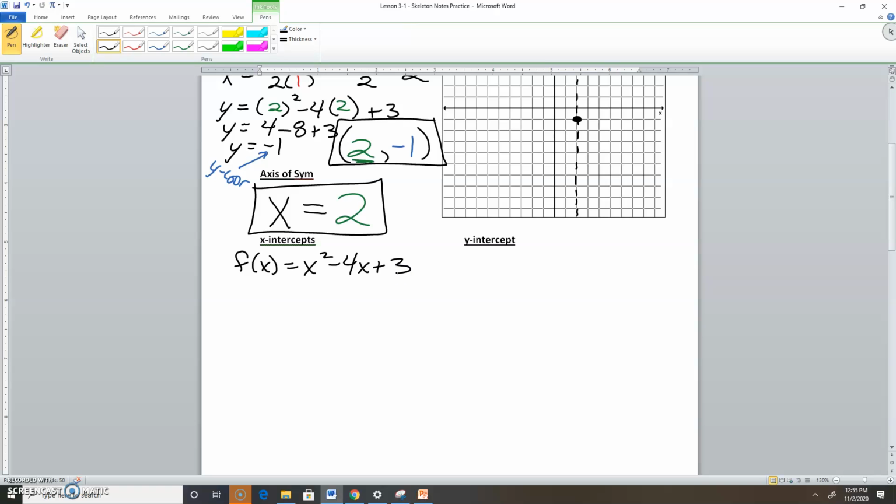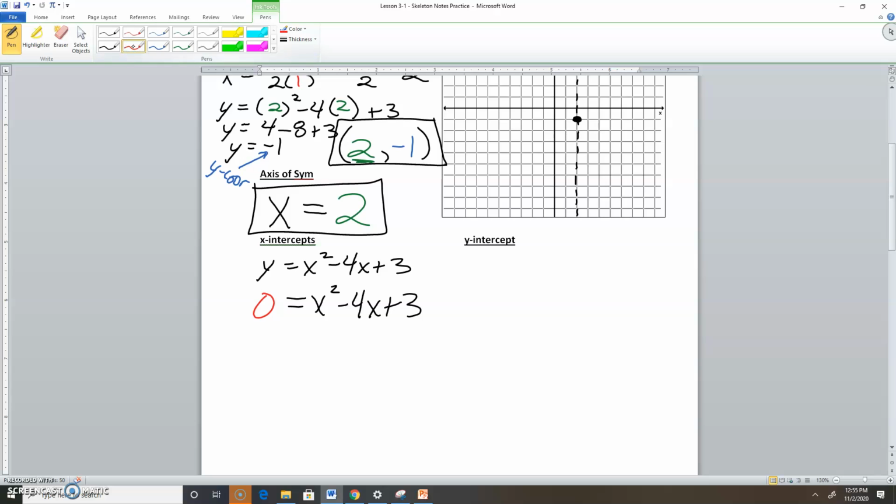Okay, I need to set my y equal to 0. Remember, f of x and y are interchangeable, right? Set my y equal to 0 to find my x-intercepts. So I have 0 equals x squared minus 4x plus 3. Okay, I have an x squared and an x. I'm going to have to factor to solve this.